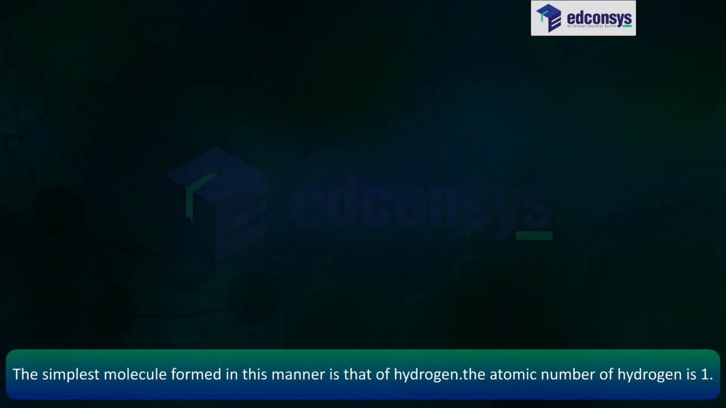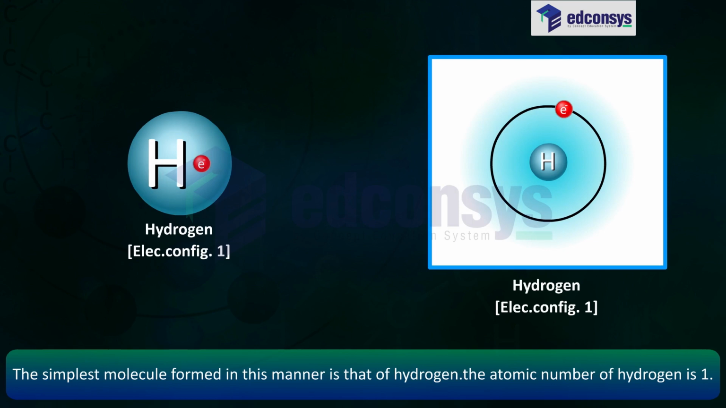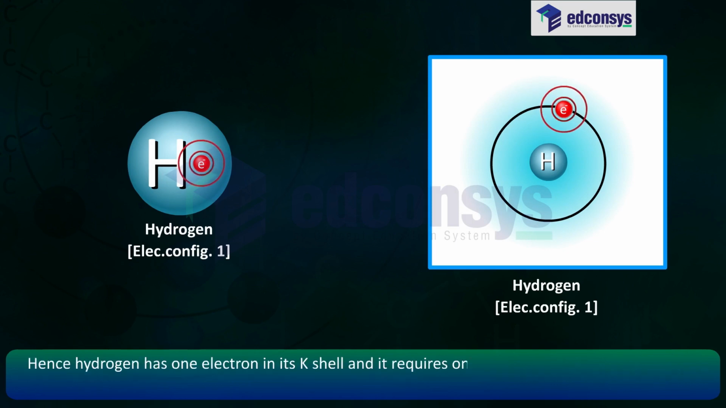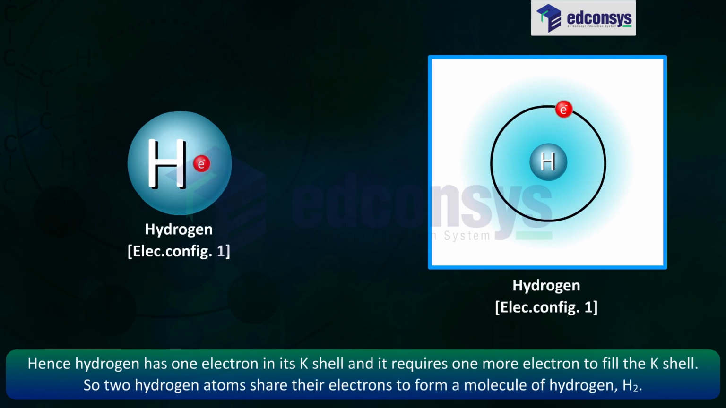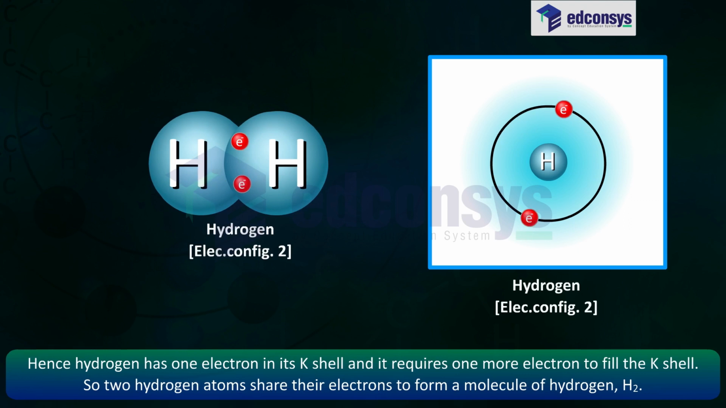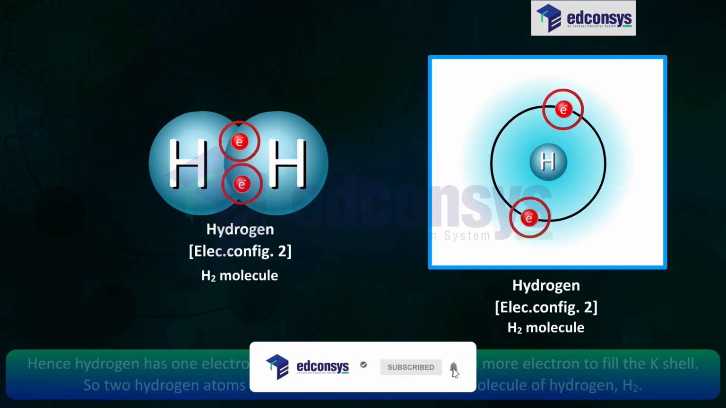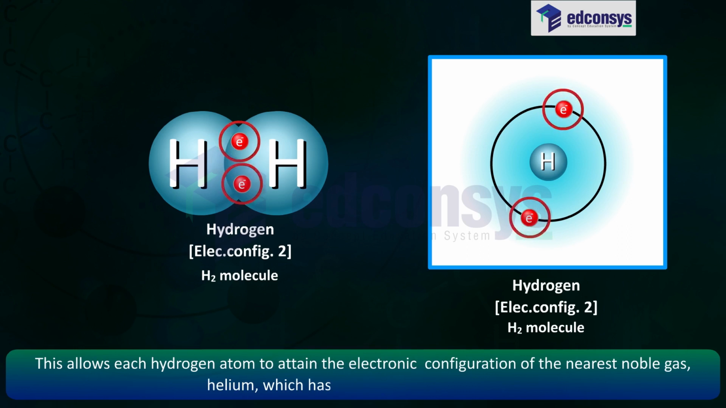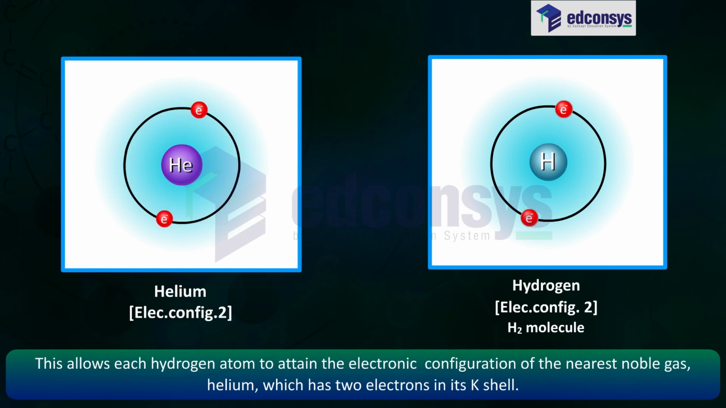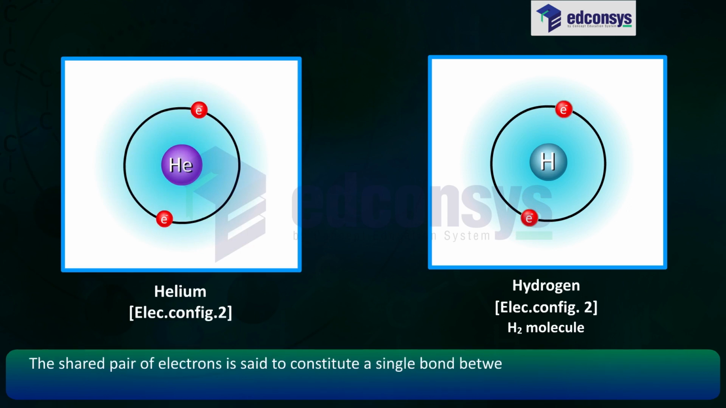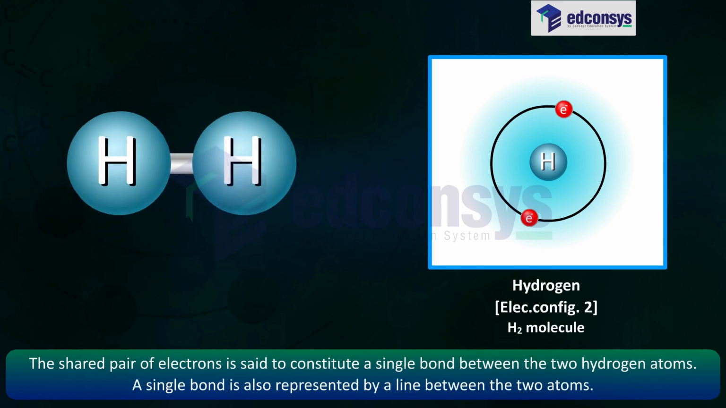valence electrons. The simplest molecule formed in this manner is that of hydrogen. The atomic number of hydrogen is 1. Hence, hydrogen has 1 electron in its K shell and it requires 1 more electron to fill the K shell. So 2 hydrogen atoms share their electrons to form a molecule of hydrogen, H2. This allows each hydrogen atom to attain the electronic configuration of the nearest noble gas, helium, which has 2 electrons in its K shell. The shared pair of electrons is said to constitute a single bond between the 2 hydrogen atoms. A single bond is also represented by a line between the 2 atoms.